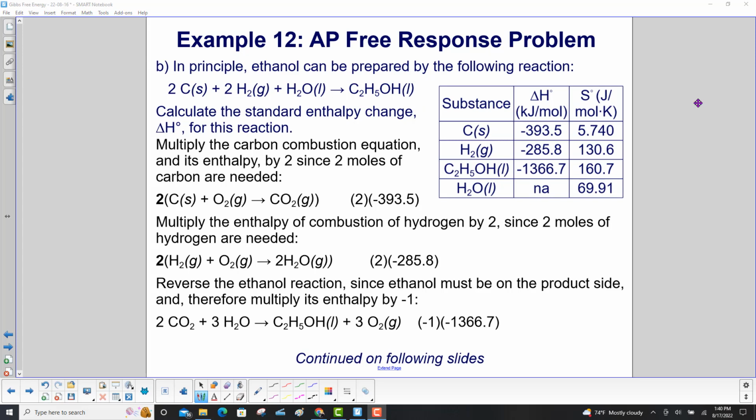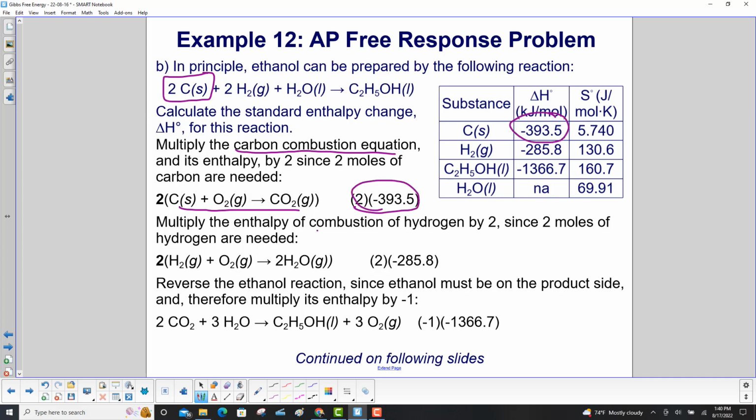Now we're going to look at our different combustion equations. First of all, let's look at the carbon combustion equation. That's right over here. We're going to multiply that by 2. Why? Because we need 2 carbons there in the ethanol preparation reaction. So when we do that, we have to multiply the enthalpy by 2.